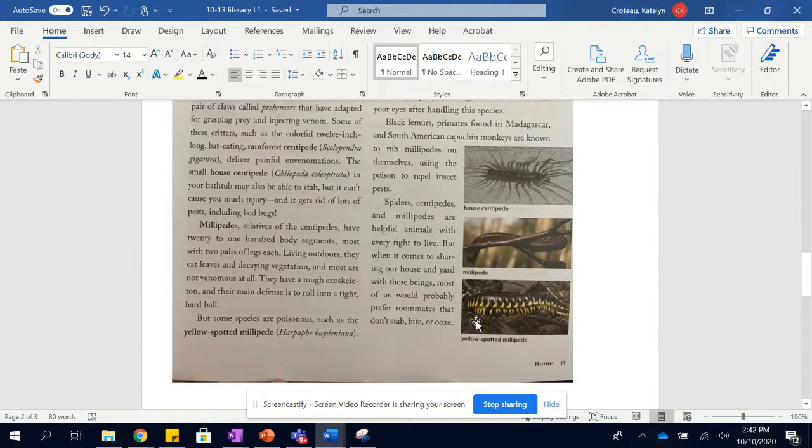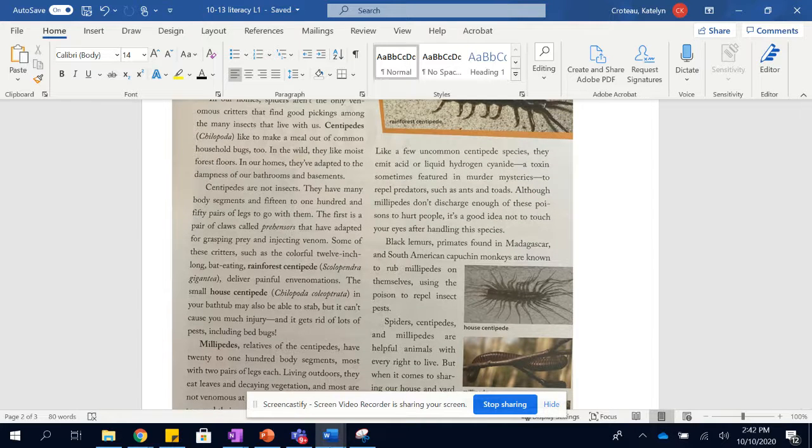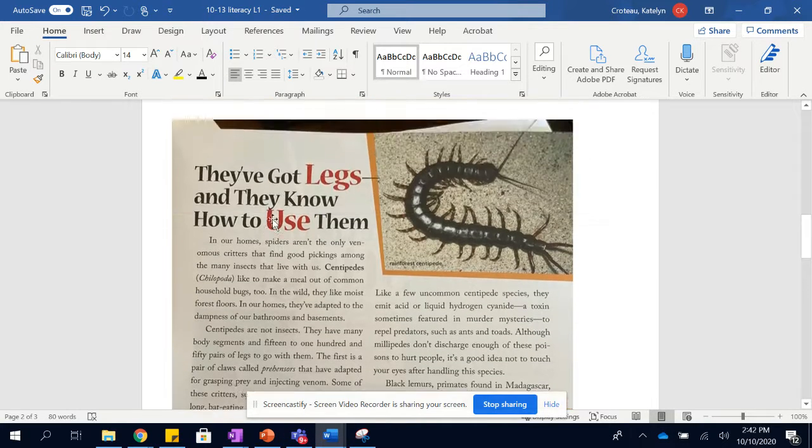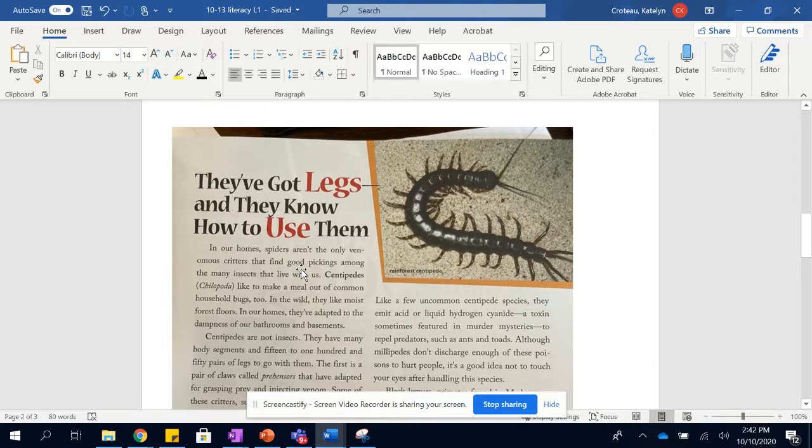Yep, agreed. So here's the millipede. Here's the yellow-spotted millipede. Blech. Not my favorite thing. Fascinating, though, but kind of gross. Just my personal opinion on that.